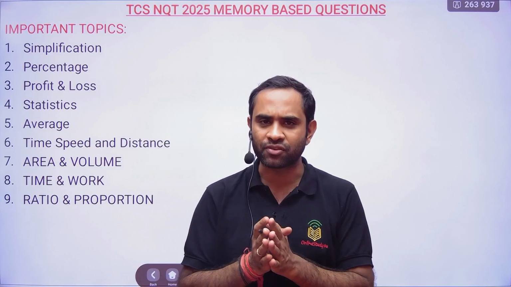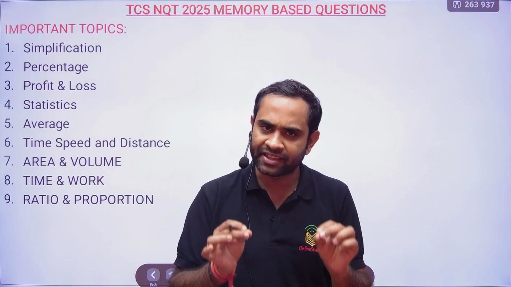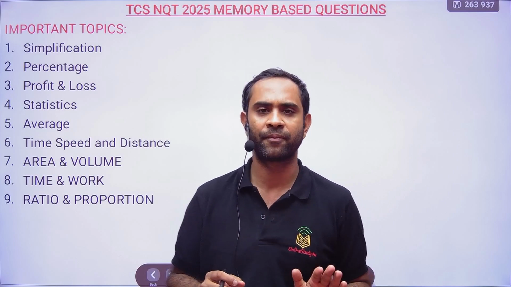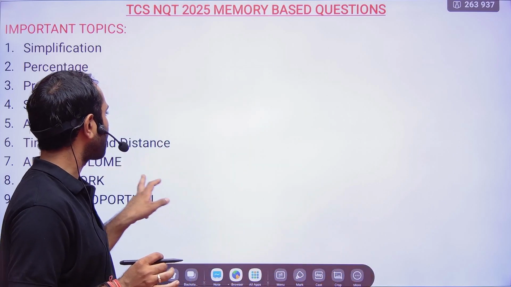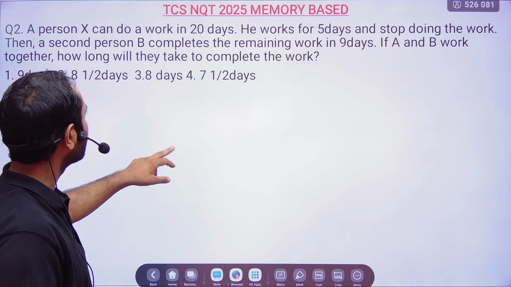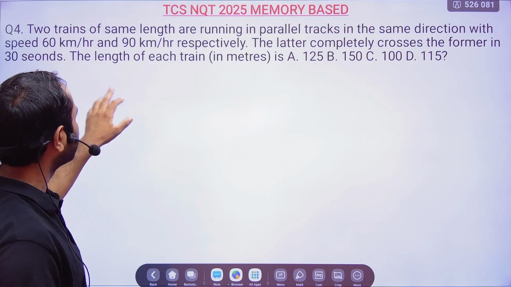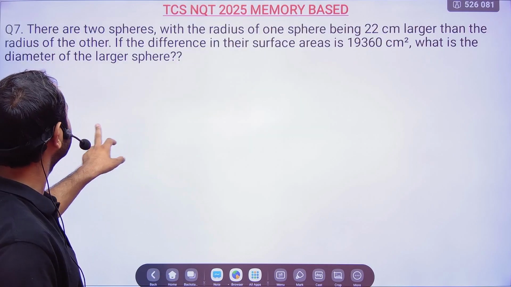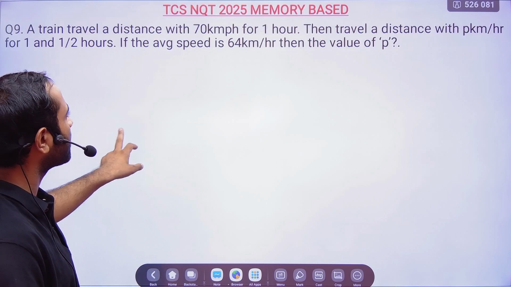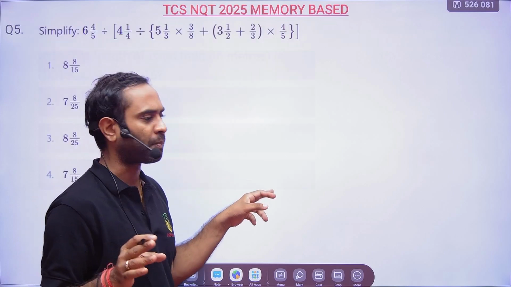Friends, today we are going to solve TCS NQT 2025 exam questions. These questions were asked today, 5th of October 2025. We have a few questions here from the topics average and time and work, then ratio, proportion, partnership, and then trains questions, simplification questions, then area question, and then we have boat and stream questions. These are the questions we are going to solve today in this particular video.